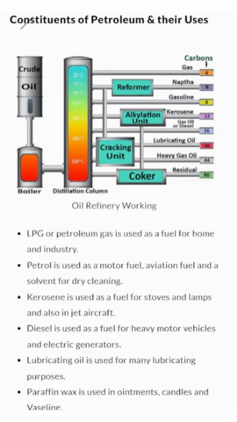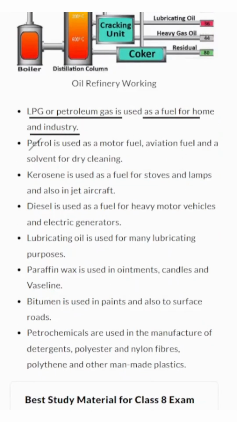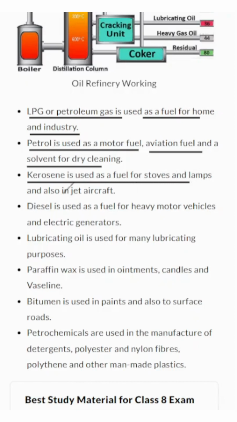Petroleum and its constituents are incredibly versatile. LPG or petroleum gas is used as a fuel for homes and industries. Petrol powers our vehicles and serves as aviation fuel and a solvent for dry cleaning. Kerosene is used for stoves, lamps, and in jet aircraft. Diesel fuels heavy motor vehicles and electric generators.